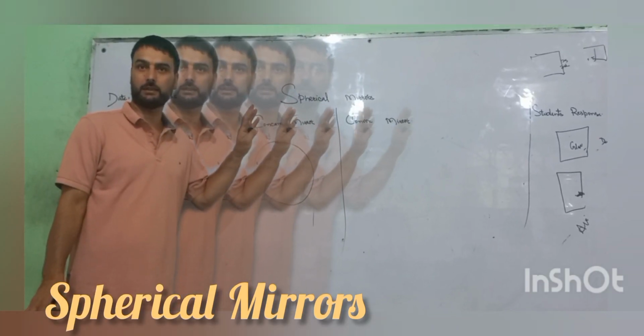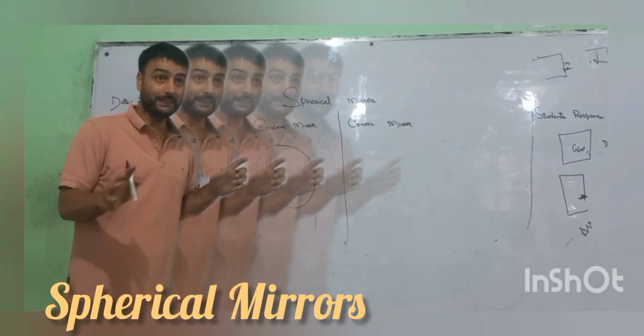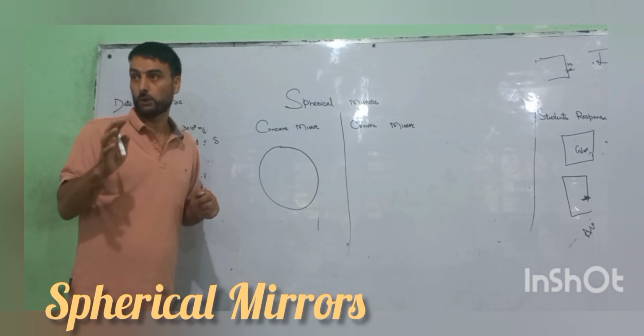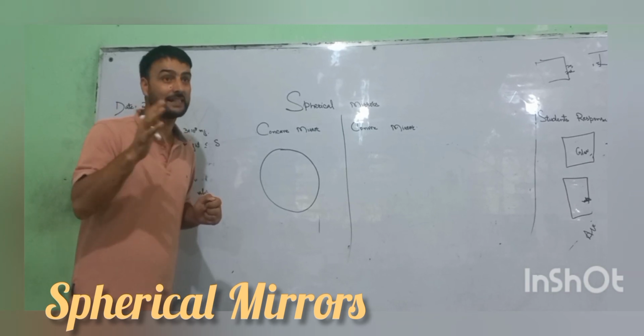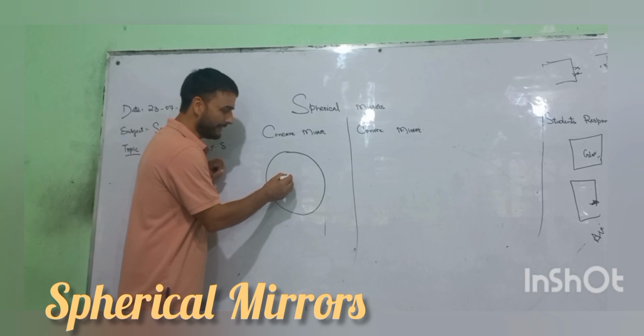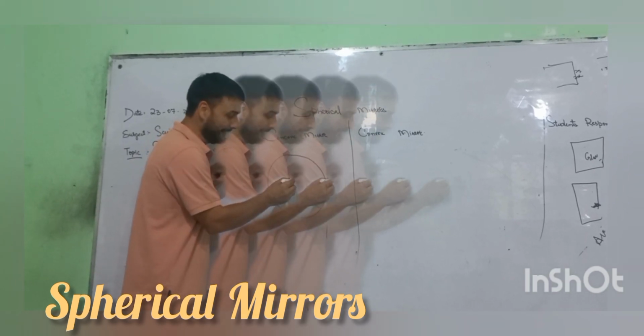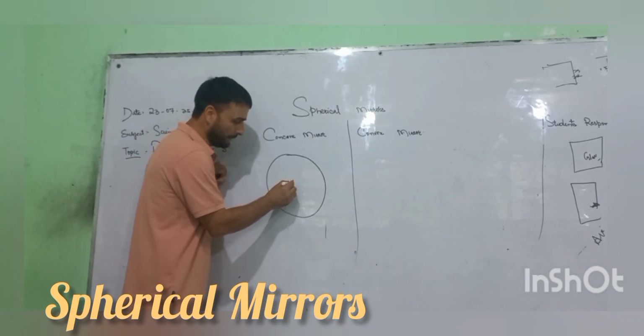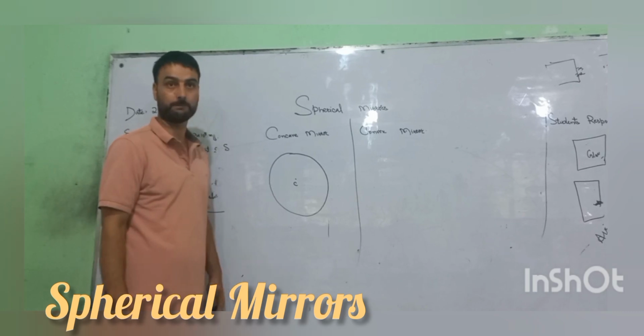We will discuss spherical mirrors. Spherical mirrors are those mirrors whose reflecting surface is part of a sphere. We'll take an example. My dear, suppose this is a sphere. This is the center of the sphere. The center of a sphere is known as the center of curvature.